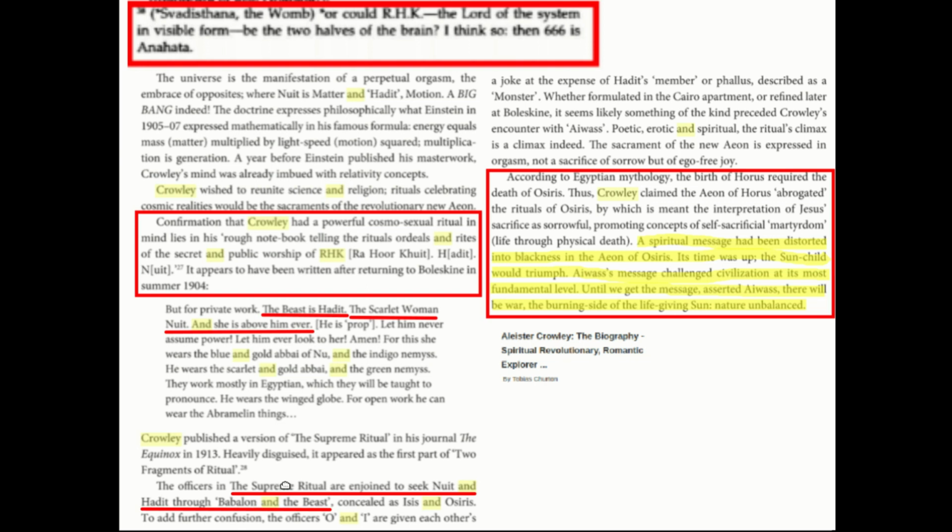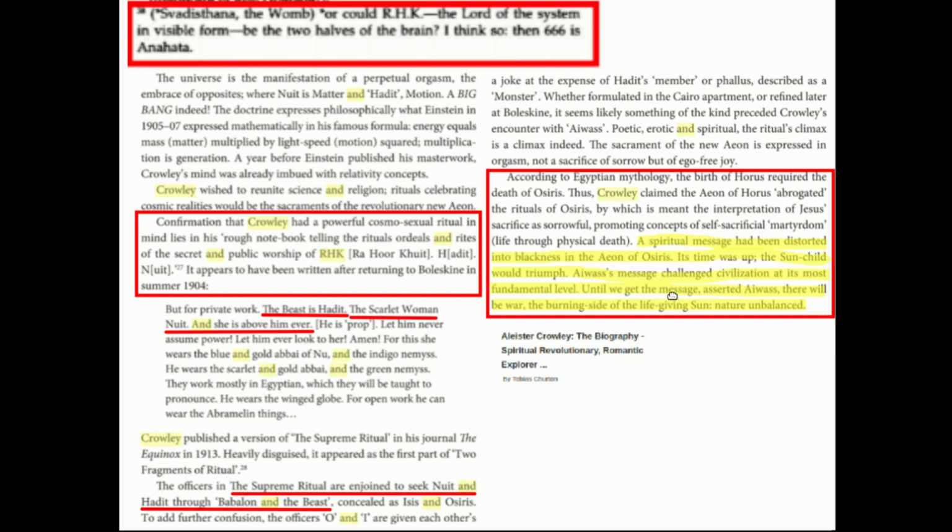And when we go over and see what the goal is here, according to Egyptian mythology, the birth of Horus required the death of Osiris. Osiris was the god associated with resurrection in Crowley's theology, if you want to call it that. Thus, Crowley claimed the Aeon of Horus abrogated the rituals of Osiris, by which is meant the interpretation of Jesus' sacrifice as sorrowful, promoting concepts of self-sacrifice, martyrdom, life through physical death. A spiritual message has been distorted into blackness in the Aeon of Osiris. Its time was up. The sun child, Horus, would triumph. Aiwass's message challenged civilization at its most fundamental level.